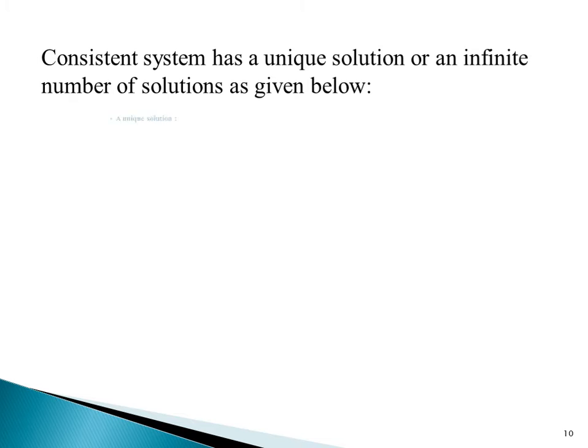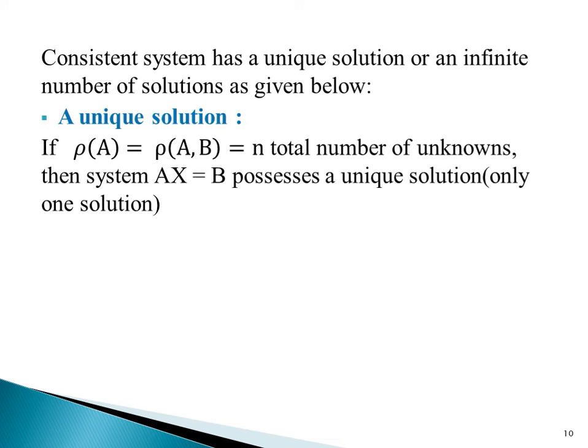A consistent system has a unique solution if rank of A is equal to rank of AB is equal to n, where n is the total number of unknowns. Clear? Rank of A is equal to rank of AB is equal to total number of unknowns, then the system Ax equal to B has a unique solution, that is only one solution.